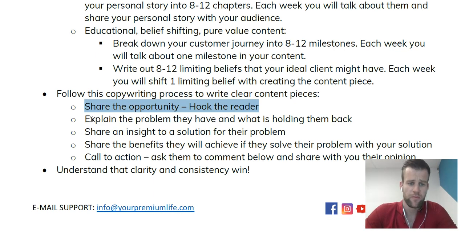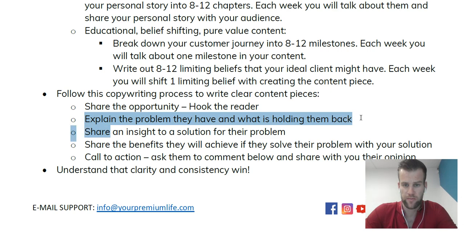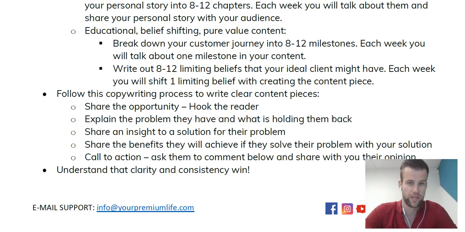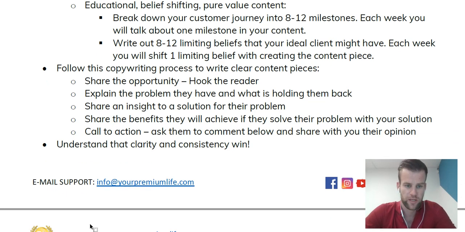That's what's going to hook them to read these limiting beliefs, customer journey post, or even your story post. And you will then explain to them in the second paragraph the problem that they have and what's holding them back. For example, if you were trying to achieve this, this is what is holding you back. This is your problem. That's what hurts you. That's the challenge that you're going through. I'm going to give you an example down below anyway.